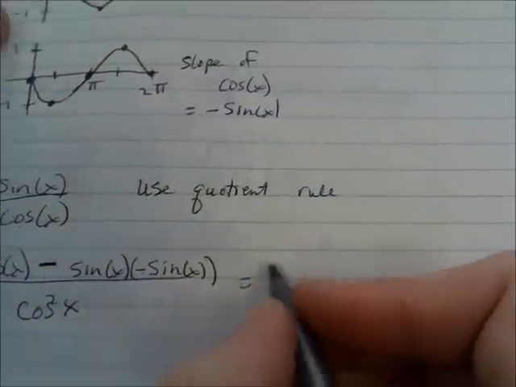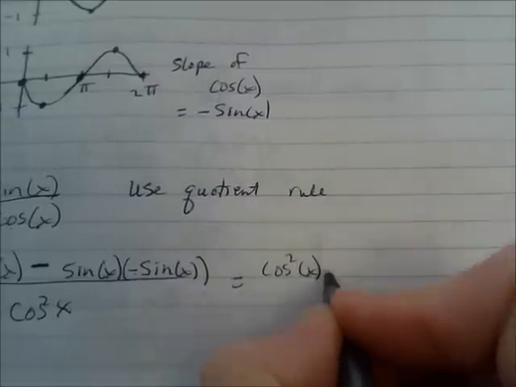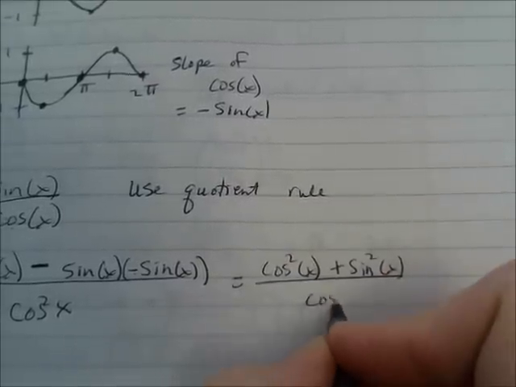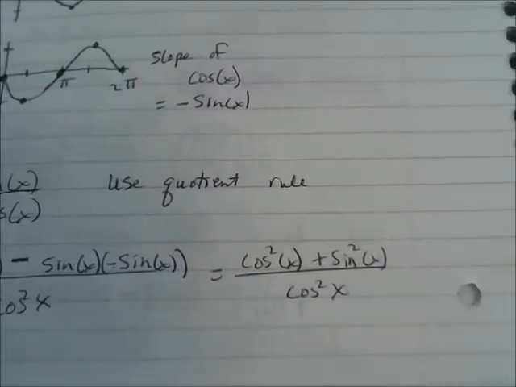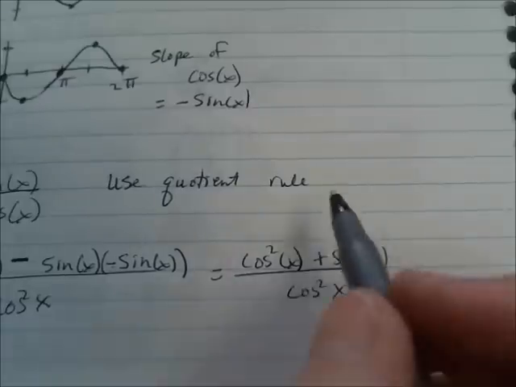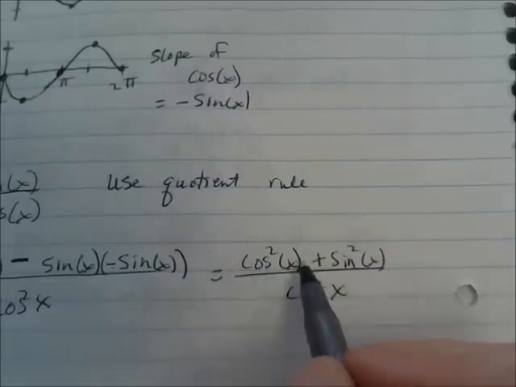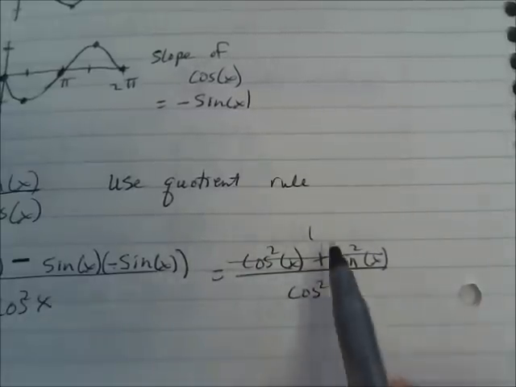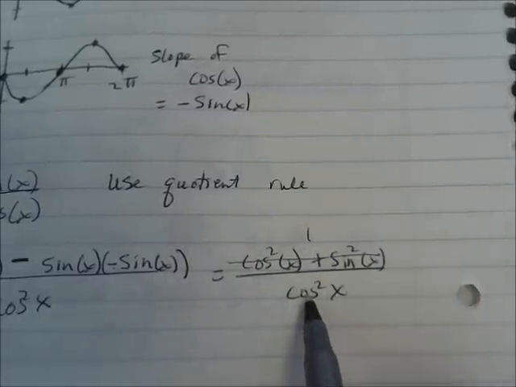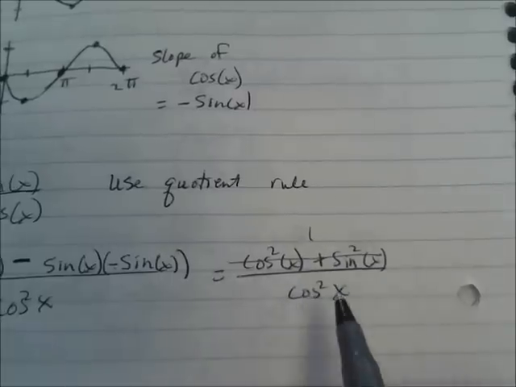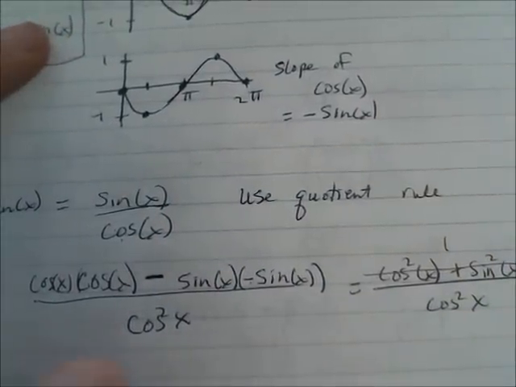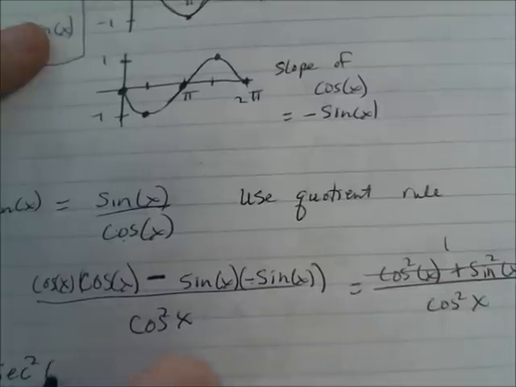So what we have here is the cosine squared of x plus the sine squared of x all over the cosine squared of x. And we can simplify this in a few different ways, but the best way is, if you remember, cosine squared plus sine squared is always equal to 1. What we have is 1 over cosine squared. Well, since 1 over cosine is secant, the derivative of the tangent is equal to the secant squared of x.